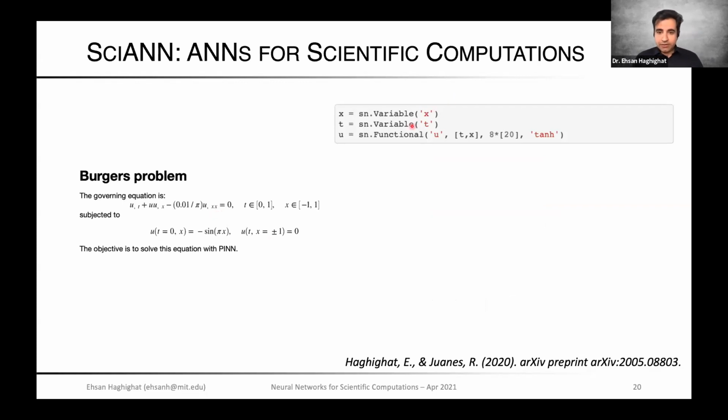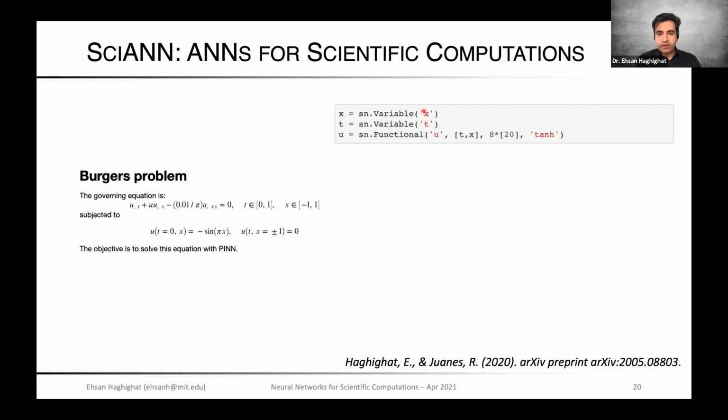And that's all it takes in SciANN to do that. Essentially, you identify the independent variables of the system, x and t, for instance, here. You define them with this Variable interface. And then the ultimate variable that you are interested in, which is the fluid velocity in this case, is defined with this Functional interface. So u would be a Functional.